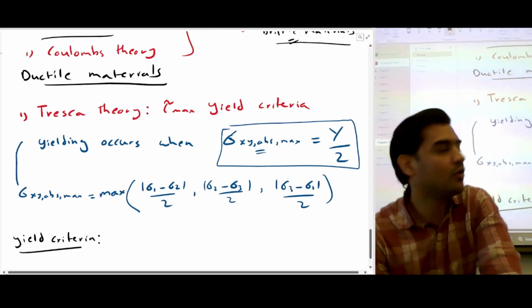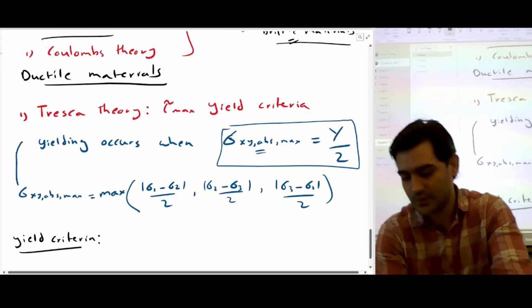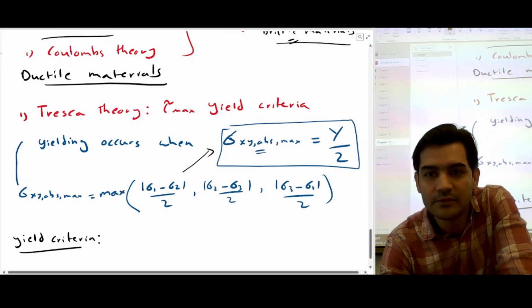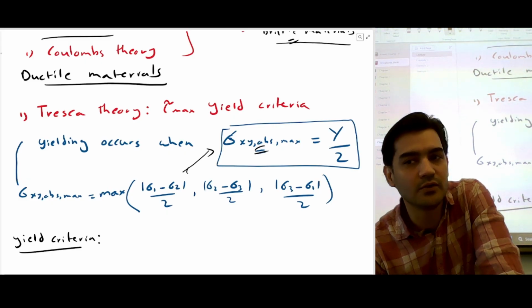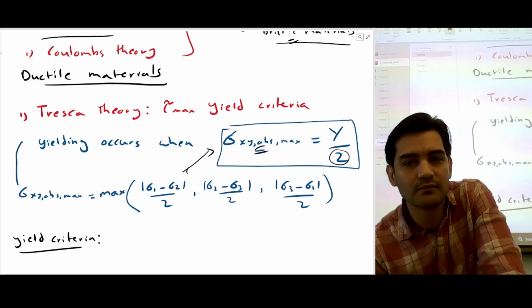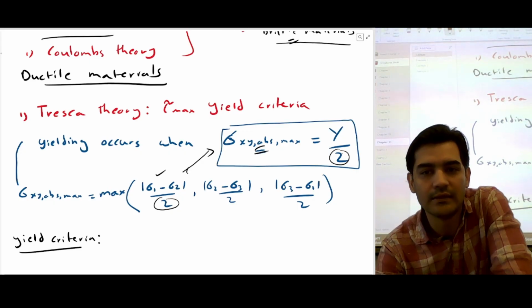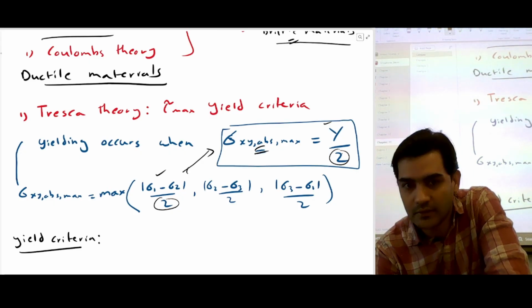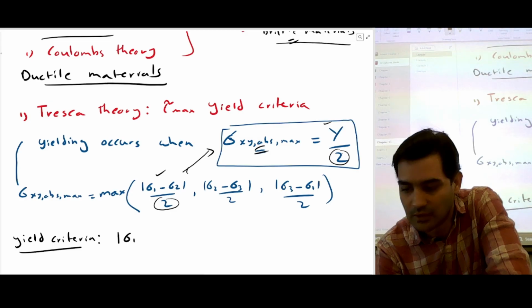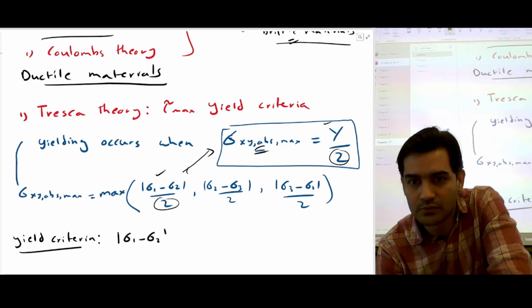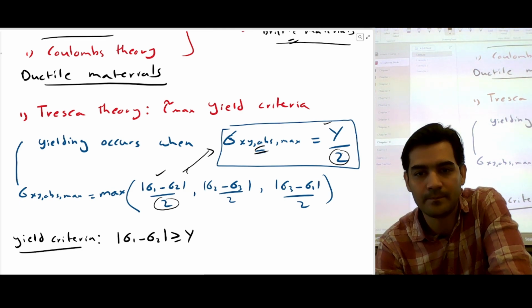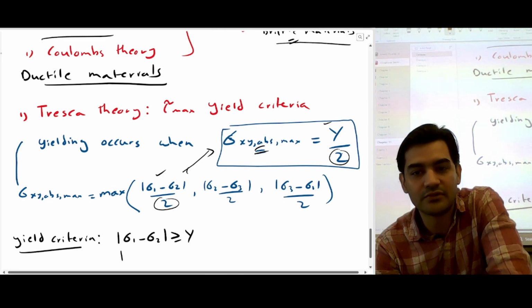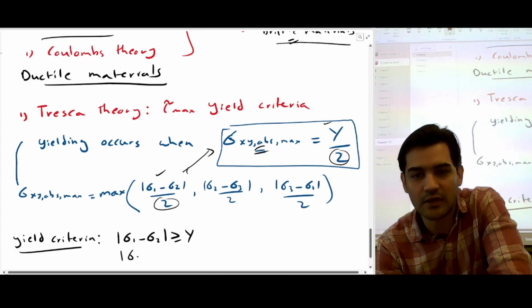So for this theory, all you have to remember is this yield criteria. So I'm going to write it down. This is coming from these two because this stress is stress 1 minus stress 2 by 2. This is by 2. So basically we are canceling out this, and that's what's remaining. So I'm just going to write down the yield criteria, which is stress 1 minus stress 2 greater than or equal to yield, right? And if you have a three-dimensional stress element, then you also have stress 3.